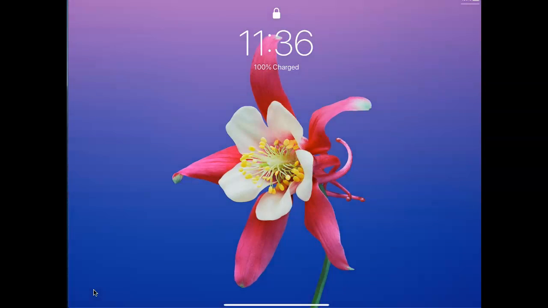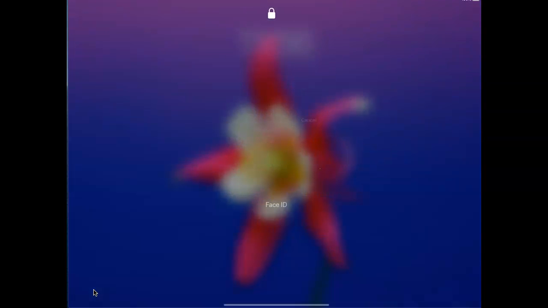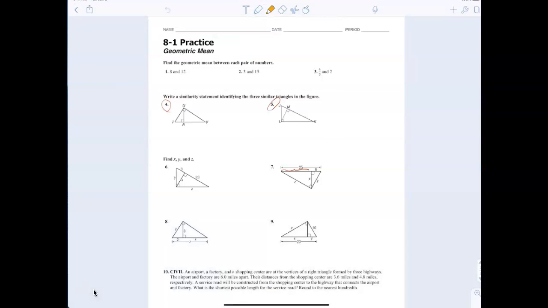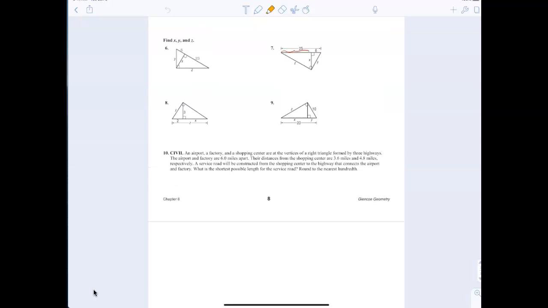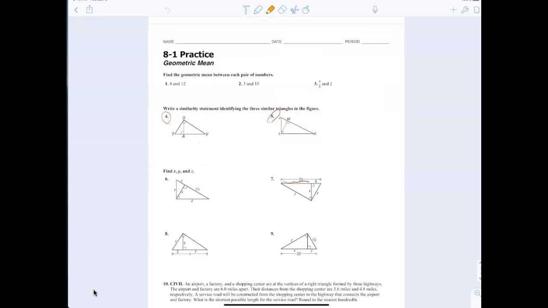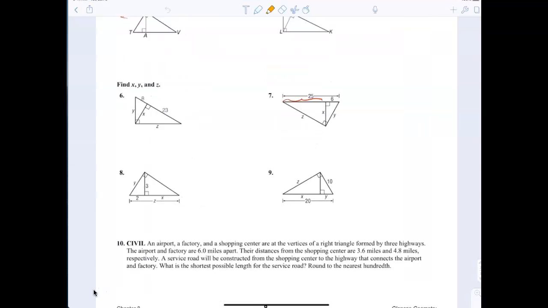Now, for today, I want to first look at what we did last night. Somebody said they had some issues. So on this worksheet right here, what am I looking at? Let's look at number 9.